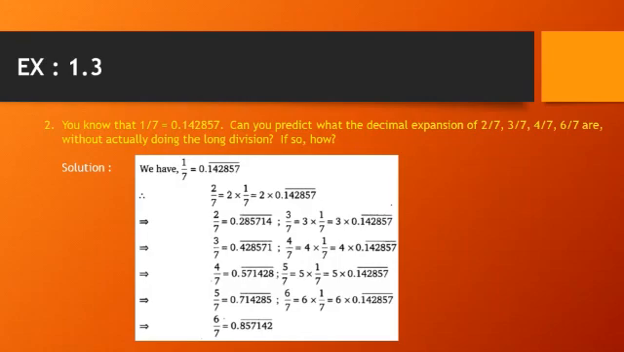In the same manner you can do it for 3 by 7, 4 by 7, 5 by 7 and 6 by 7. That is, 3 by 7 is equal to 3 into 1 by 7, which is equal to 0.428571. 4 by 7 is equal to 4 into 1 by 7, which is equal to 0.571428. 5 by 7 is equal to 5 into 1 by 7, which gives the result as 0.714285. At last, 6 by 7 is equal to 6 into 1 by 7, which gives the result as 0.857142.